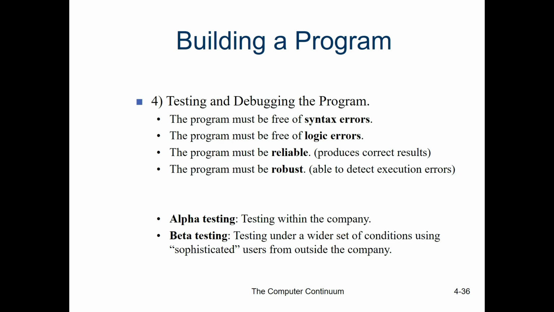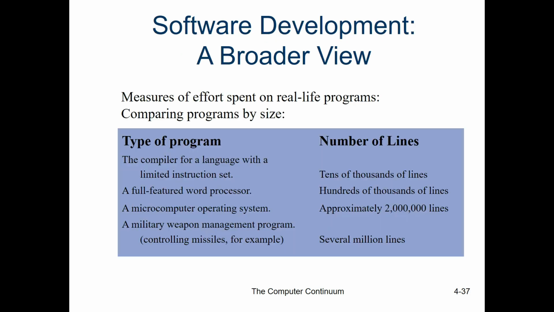And then comes the testing part, where you have to test that the program must be syntax error free, it must be logical error free, it must be robust, it must be reliable. And then you have to do different kinds of testing: alpha testing, beta testing, and if you have built an application, then unit testing, integrated testing, then system testing, these sorts of things.